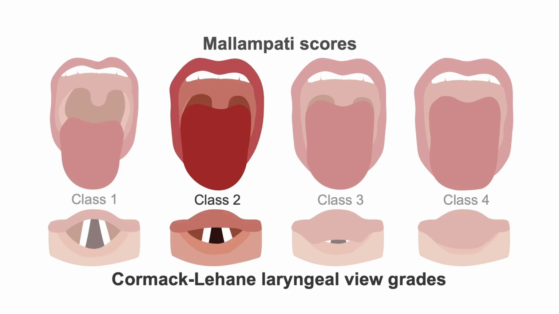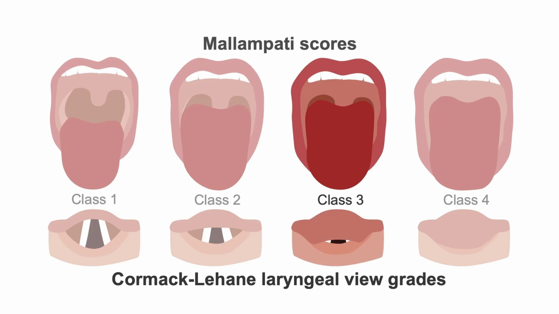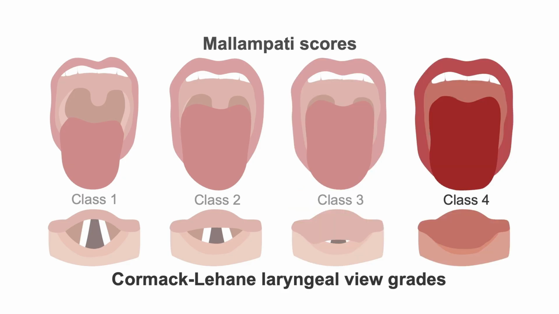In a Class 2 view, all of these structures are visible, but only the upper portion of the tonsils can be seen. These first 2 views are not associated with difficulty intubating. In a Class 3 view, the hard and soft palate are visible, and only the base of the uvula can be seen. This view is associated with increased intubation difficulty. In a Class 4 view, only the hard palate is visible. This is associated with greater difficulty with intubation, almost like trying to park blindfolded.